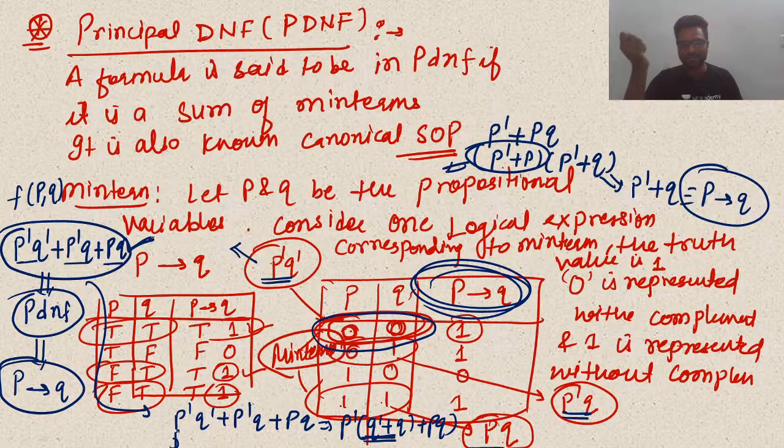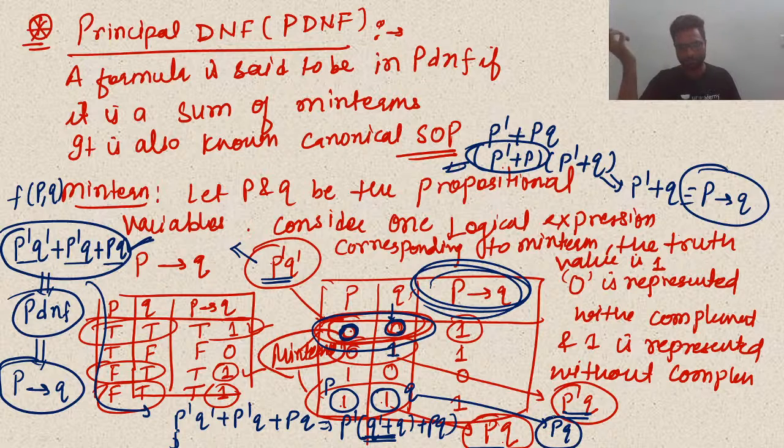But remember guys, in minterms 0 is represented in complemented format and 1 is represented without complement. That means if it is 0, here we will write p dash. Here it is also 0, so we will write q dash. If it is 1, we will write p, and if it is also 1, we will write q. So this minterm will be pq only.